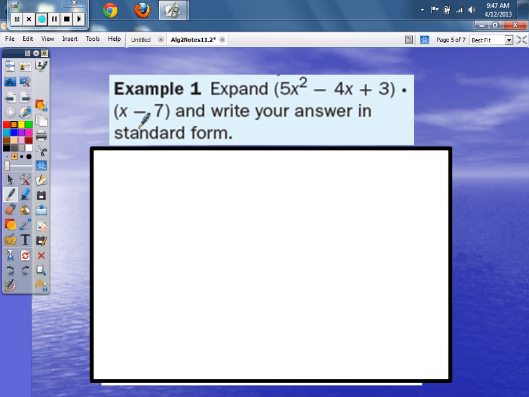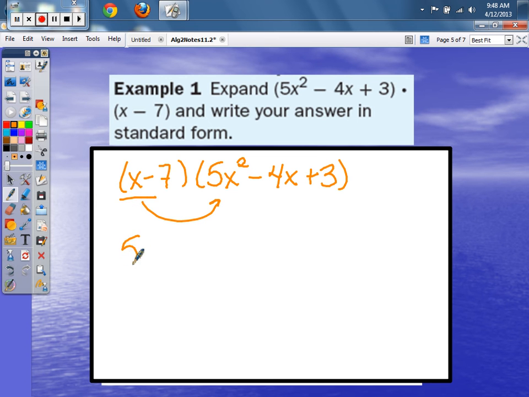I usually do like to have the x minus 7 first. That is completely up to you. I like to have the smaller one in front, but it is up to you. So I'm first going to distribute the x. 5x to the third minus 4x squared plus 3x. I distributed the x.